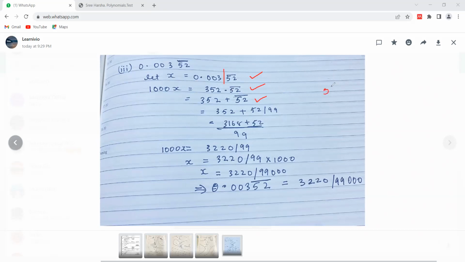Now 52 bar, you have already learned the rule that it is going to come out as 52 by 99. Two numbers, so 99 in the denominator. So it will become 52 by 999. This step is clear. Now she has taken the LCM. So you can take the LCM and then you will get something. Finally you're going to get this thing. Then you bring this 1000 into the denominator. So x is equal to this in the denominator, and finally you're going to get this thing, right?